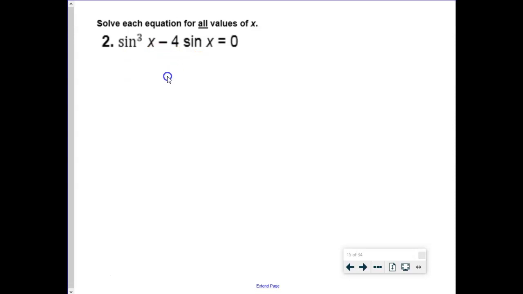E, the natural number, or capital E? Capital E. MC.